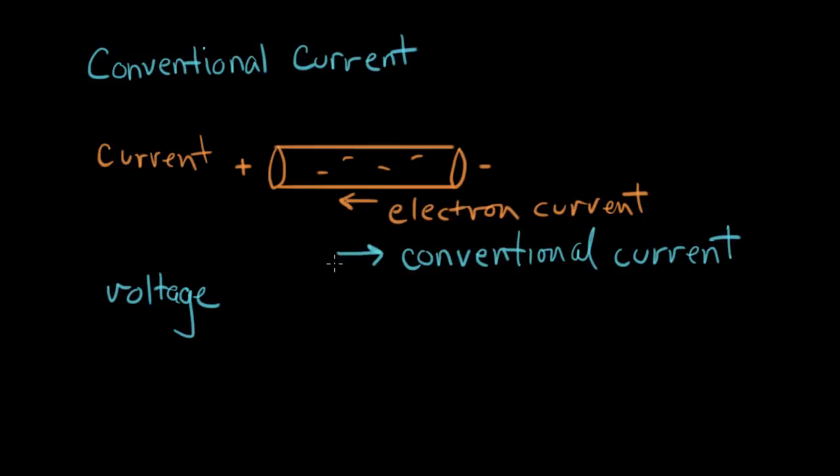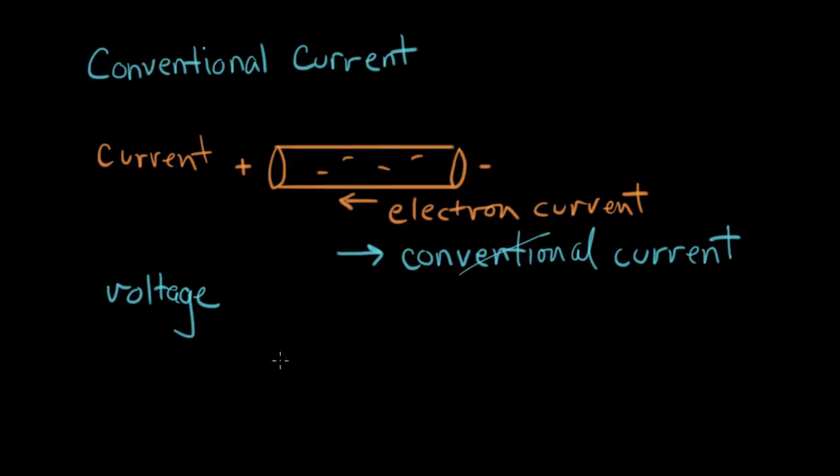The convention we've had for hundreds of years is that current is the direction that a positive charge would move if there was a positive charge there. So whenever we talk about current from now on, it'll always be conventional current. And in fact, we don't even need to mention conventional anymore. It's just current. Current is the direction that positive charges would move. If we ever talk about electron current, then we'll use the word electron current.